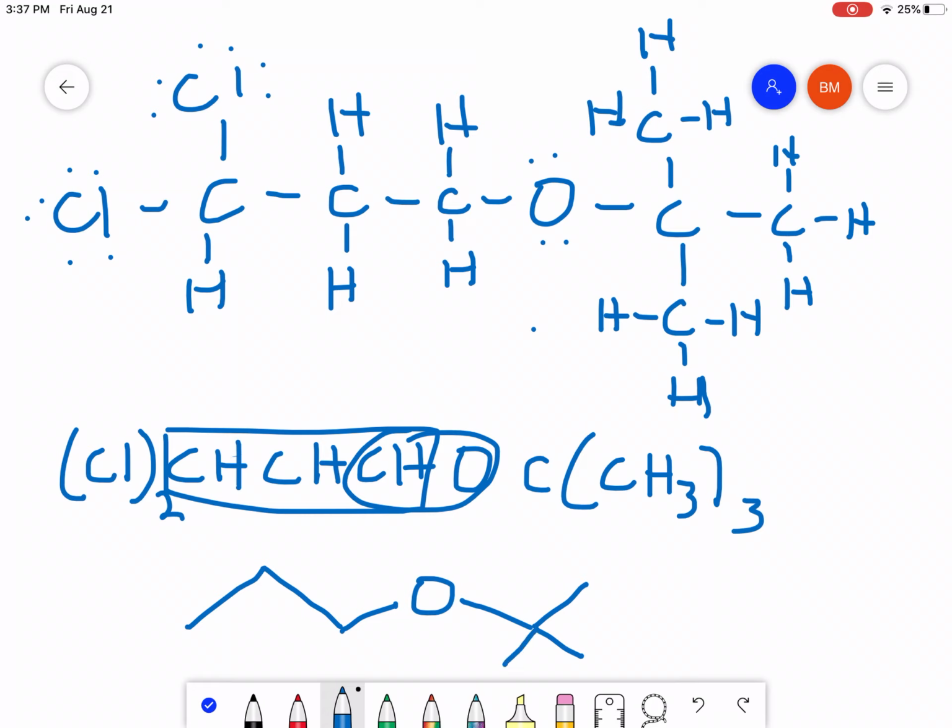And now I can go back to the beginning. I know that first carbon has to have 2 Cl's, and voila, you have your skeletal structure. Nice and clean.